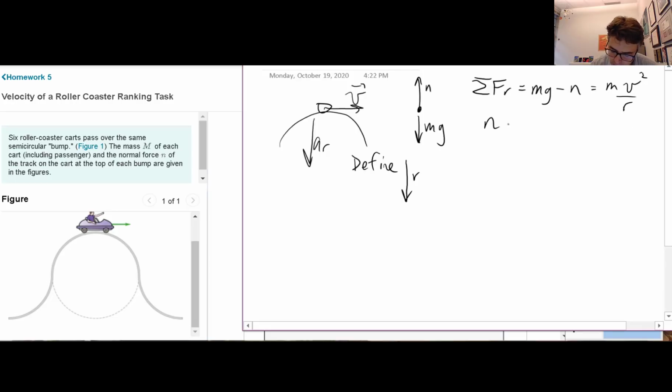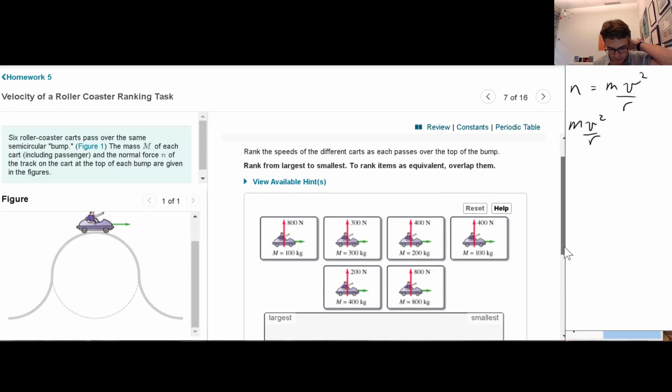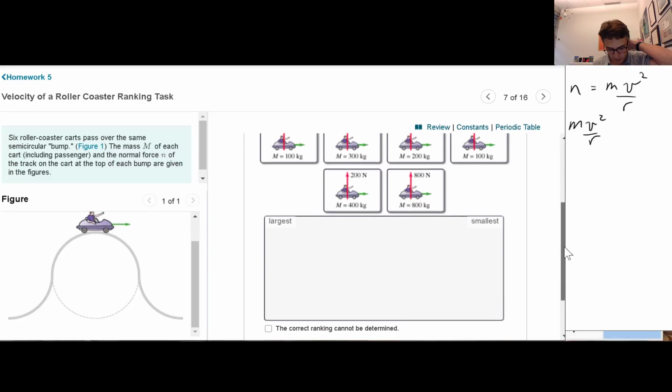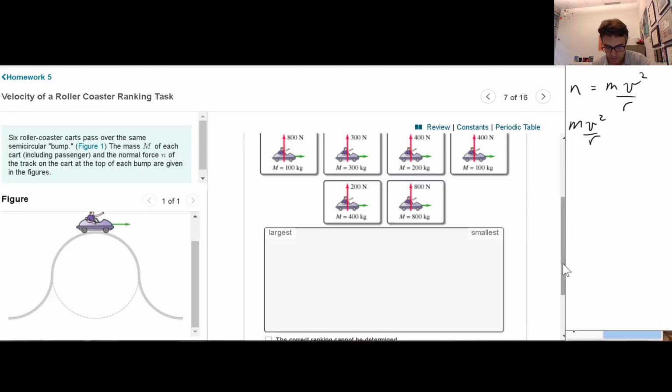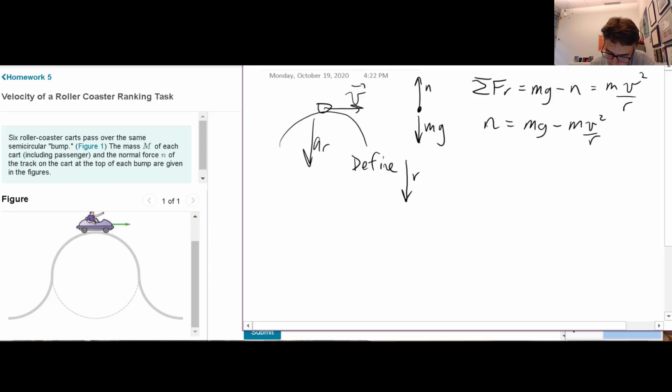So just rearranging that, n, as we did before, is equal to mg minus mv squared over r. But these things are all given: they give you the normal force and they give you the mass, and they're asking you about the velocity. Okay, rank the speed. So largest speed, so v squared over r. They're all the same radius, so you're trying to rank the v squared over r. So let's solve for v squared over r.